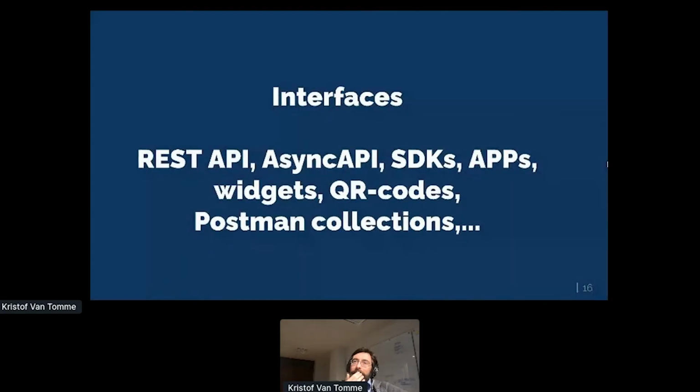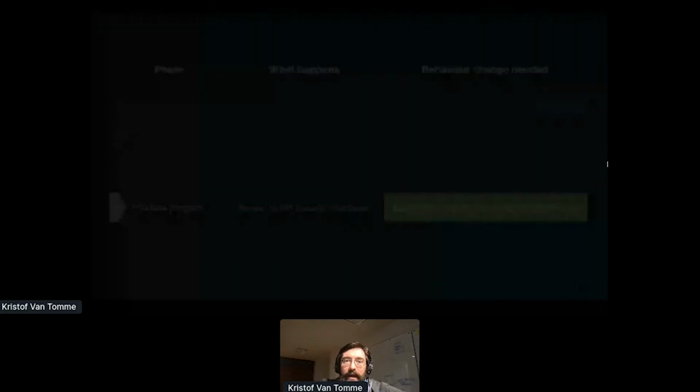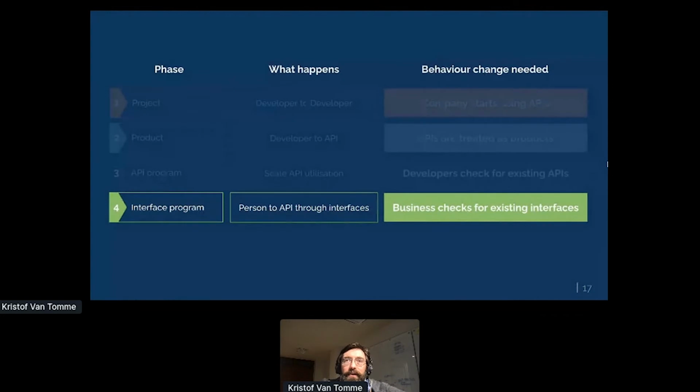And here I'd like to quickly define what I mean by interfaces, because that was also in my title. When I talk about interfaces, of course I'm talking about REST APIs, but also async APIs, Kafka, SDKs, apps, widgets, QR codes, Postman collections, basically anything that allows you to interface, maybe using an API connection, to get information or services out of a system. And this is why I believe there's a fourth stage of true maturity for an API program.